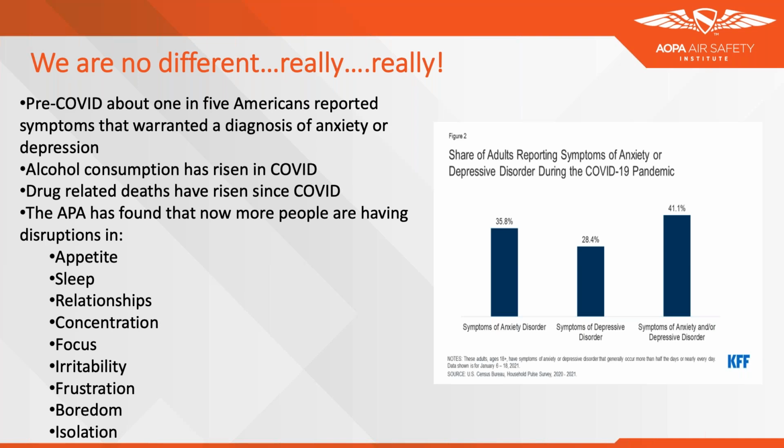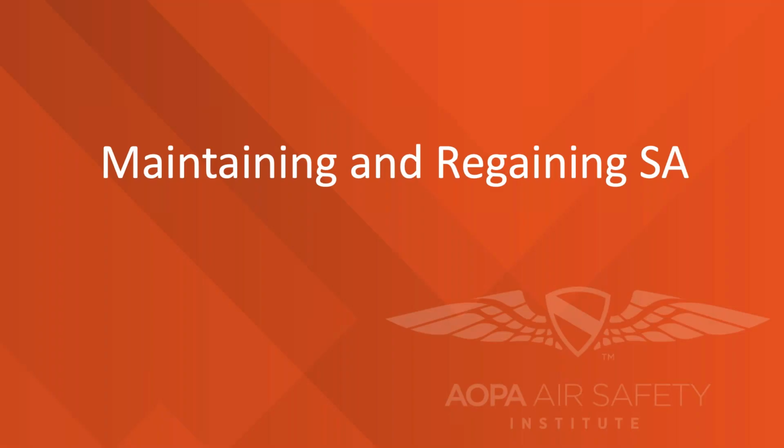Now, in another study that was done fairly recently, 2,500 adults in the US were surveyed, and 23% admitted to drinking more since this last year with COVID than before that. Okay, so we've also had 81,000 drug overdose deaths in the past 12 months. It's important to assess ourselves and look at these factors in maintaining our situational awareness.